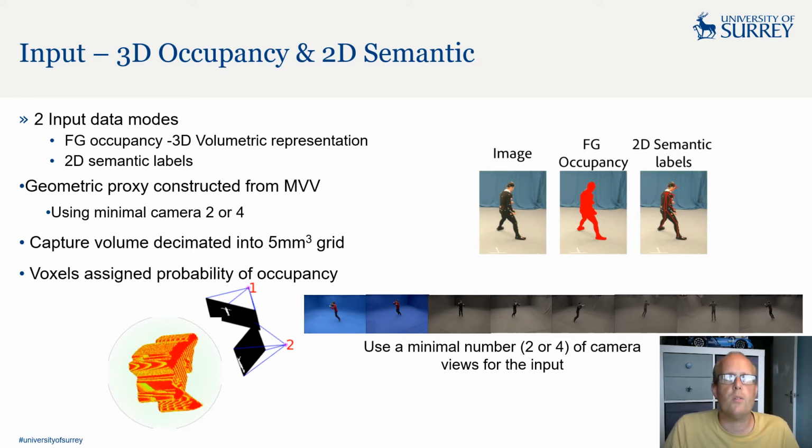We use a multi-channel based probabilistic visual hull, or PVH, where we decimate the capture volume into 5mm cubes, each as voxels, and each voxel is assigned a probability of occupancy and semantic joint occurrence. There will, however, be phantom limbs and blocky false positives due to the number of cameras used, which is generally just 2.